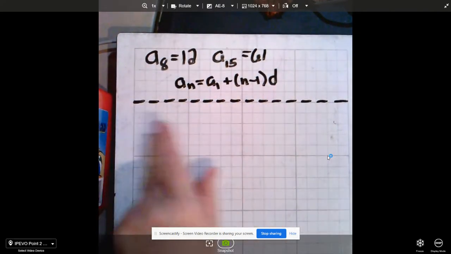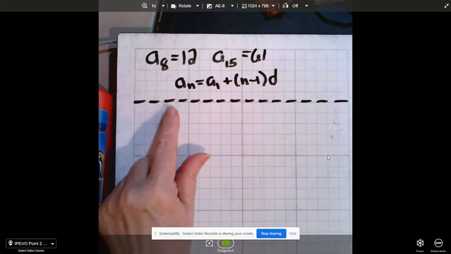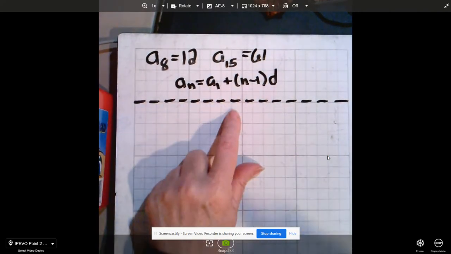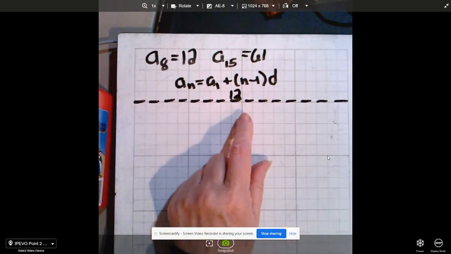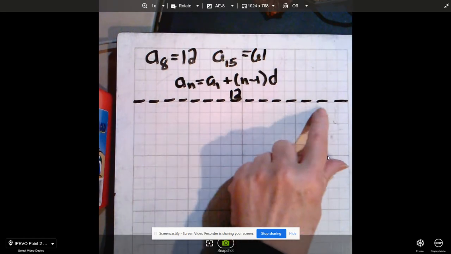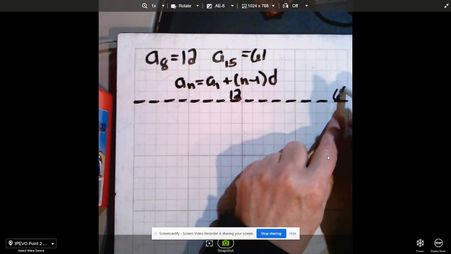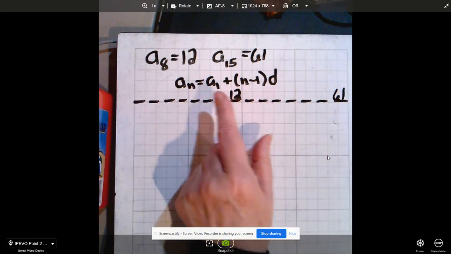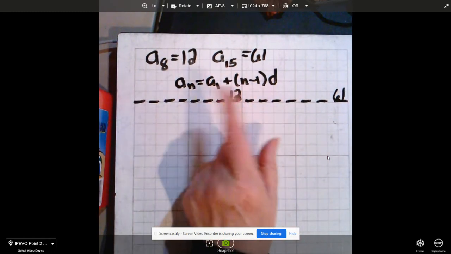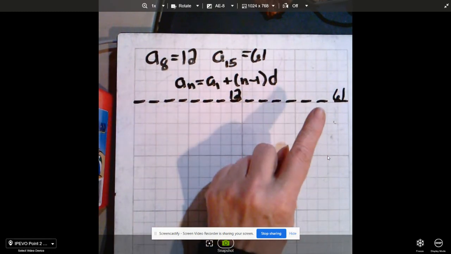So what this is telling you is your eighth number, 1, 2, 3, 4, 5, 6, 7, 8, is 12. And your 15th number, 9, 10, 11, 12, 13, 14, 15, is 61. So I can use this formula to help me find out A1 and D.